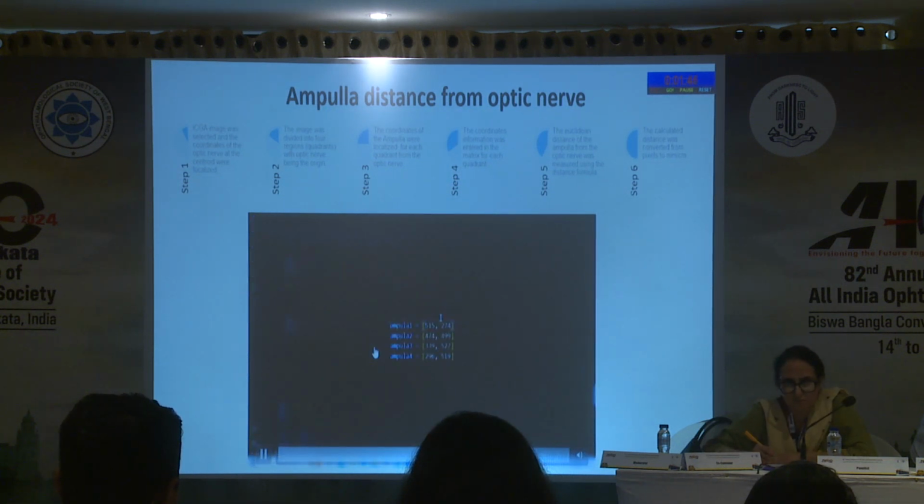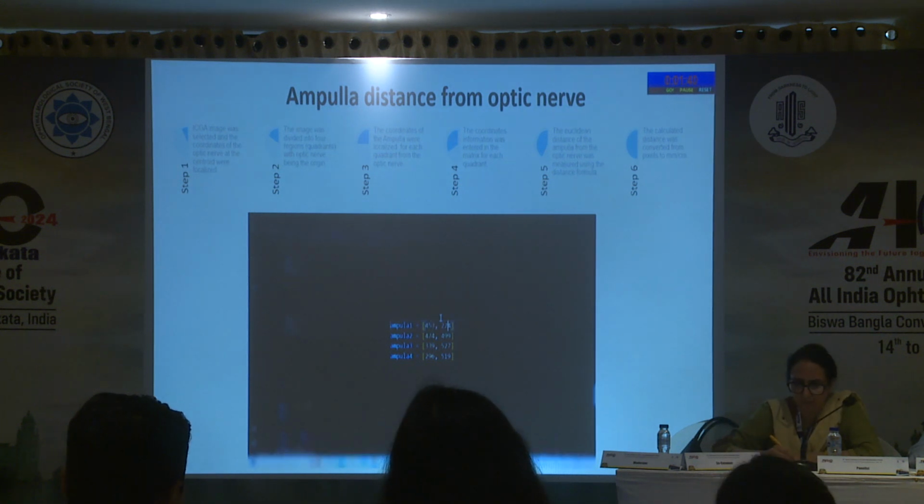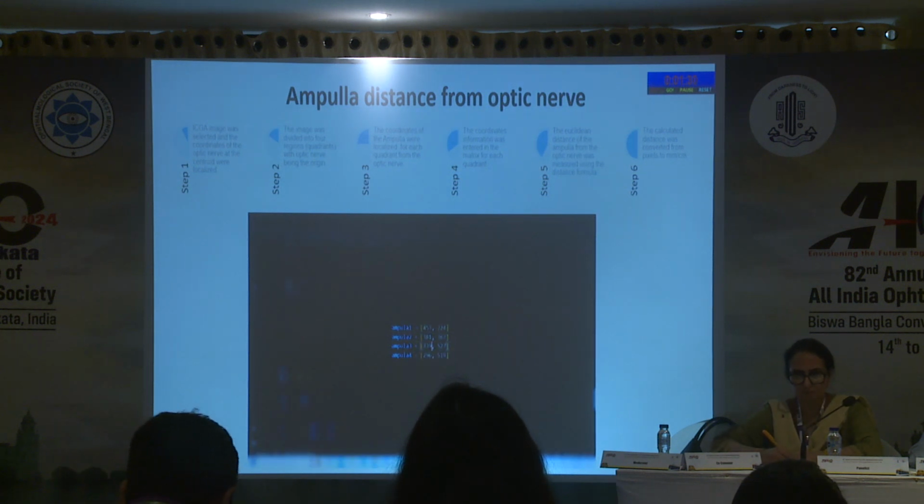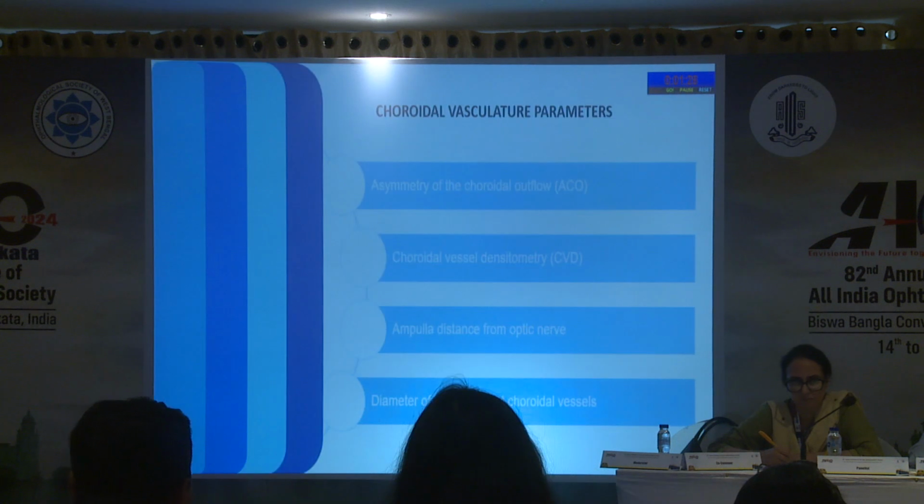So once you receive these coordinates, you put them into the formula, and the formula basically uses the Euclidean distance mathematical formula, and it will give the distance. It will convert the pixels into millimeters, and you'll be able to calculate the ampulla distance from the optic nerve till the vortex vein ampullas in each of the quadrants.